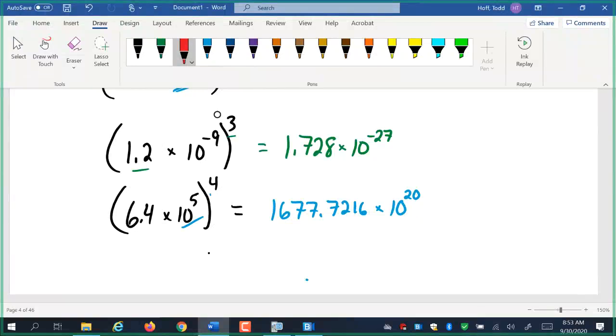Now here we're going to have to move the decimal quite a ways. We have 4 digits in front of the decimal point. We want 1. We got to move it all the way over to there. So we have to move it 1, 2, 3 spots. We moved the decimal point 3 spots, making the number smaller. We went from 1,600 down to 1.6. So we have to make our power of 10 larger by 3, because we got smaller by 3 decimal places. So 20 plus 3 is 23.